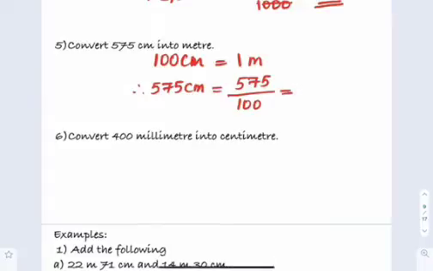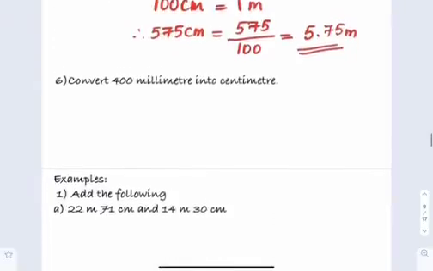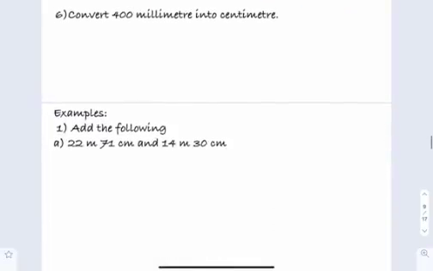This is equal to, when we divide, we get the answer as 5.75 meters. Next problem, convert 400 millimeters into centimeters. Now for the standard, what do we know? 10 millimeters is equal to 1 centimeter.